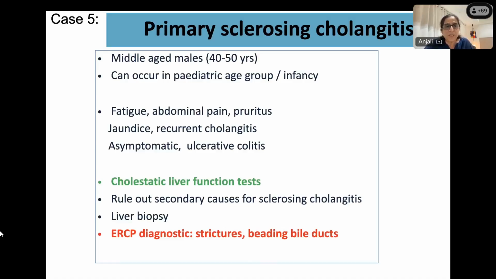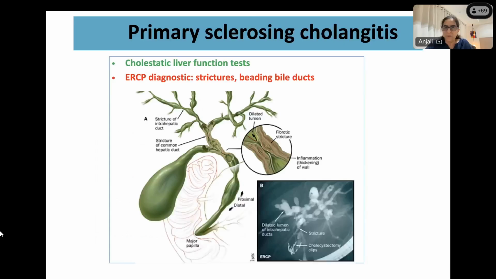And these patients have cholestatic liver function. And when we call it primary sclerosing cholangitis, we have to rule out various other causes of secondary sclerosing cholangitis. Liver biopsy may be helpful or may not, but the diagnostic test for PSC is ERCP. And you have strictures and a beaded appearance of the bile duct in PSC, primary sclerosing cholangitis. This is how the ERCP picture looks, and ERCP is the diagnostic.